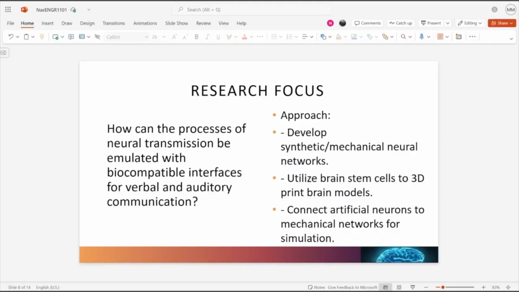The process for neural transmission can be emulated with biocompatible materials for verbal and auditory communication. A way to approach this would be to develop a synthetic or mechanical neural network, utilizing brain stem cells to make 3D brain models and connecting artificial neurons to mechanical networks for simulation.